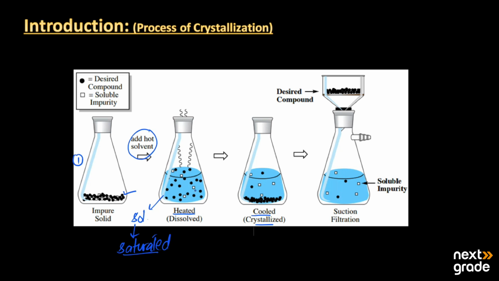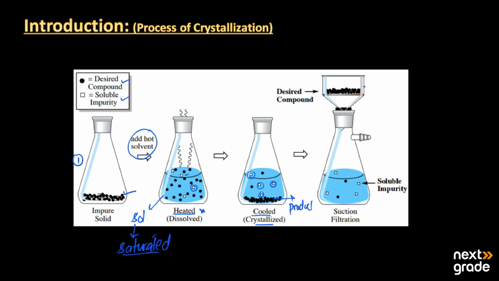So here you can see that the desired compound is in the black dots and the soluble impurities are as the white blocks over there. So we have to remove these white blocks. First of all, we have to dissolve it into the solution or the solvent. Then we have to cool down that. So here we have these impurities and this is the required product.